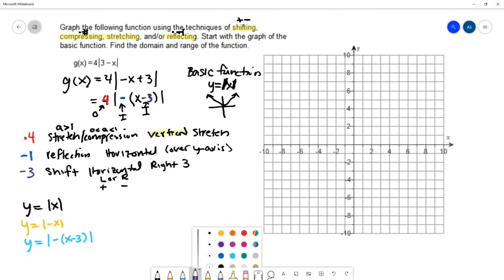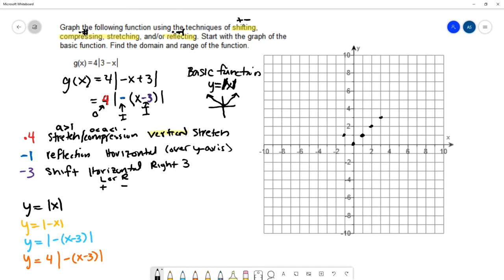And then finally, I'll draw the graph of y equals 4 times the absolute value of negative x minus 3. And this will include all 3 transformations. So the graph of absolute value of x is a V-shaped graph starting at the origin. And so it looks like this.